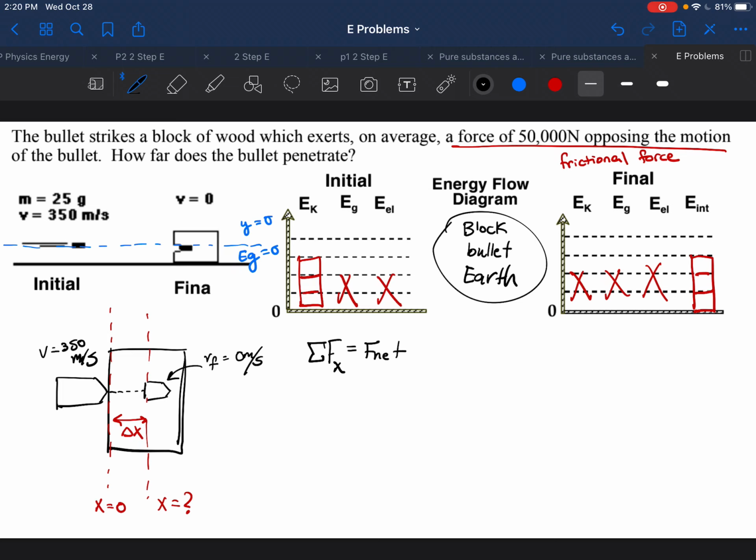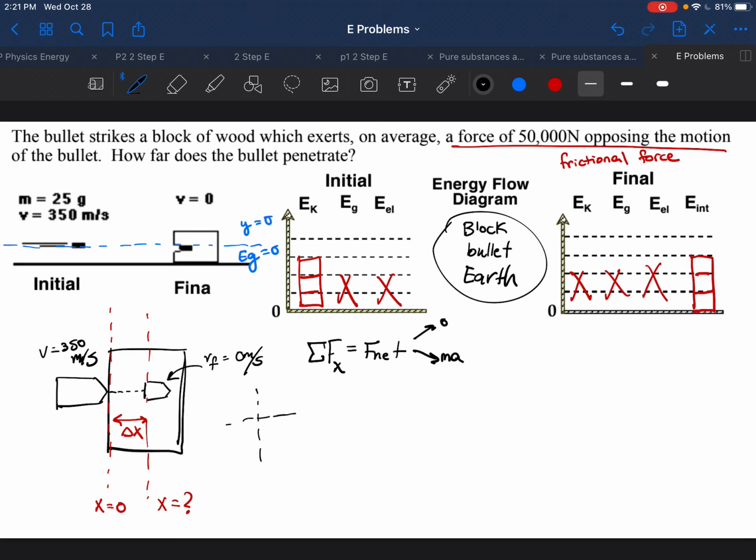The bullet is decelerating. It's going from 350 to 0. I know that my net force can either be 0 or ma. Since this is unbalanced, given the fact that it's decelerating, I need to use ma. The only force acting on the bullet in the x direction is the force of friction. There's nothing actively pushing it to the right. It's only the force of friction acting to the left, right?